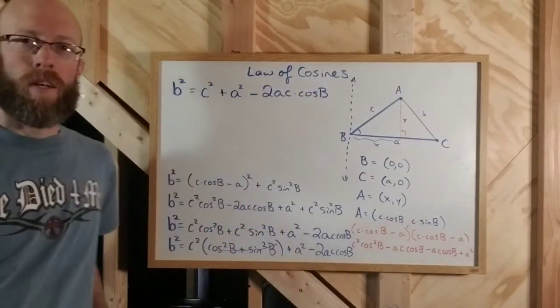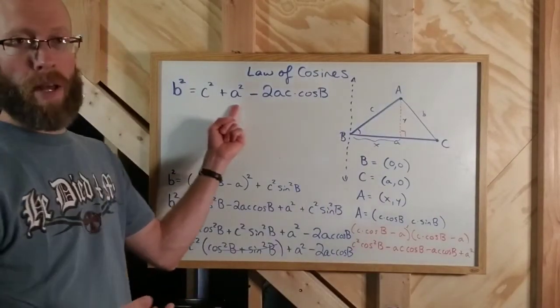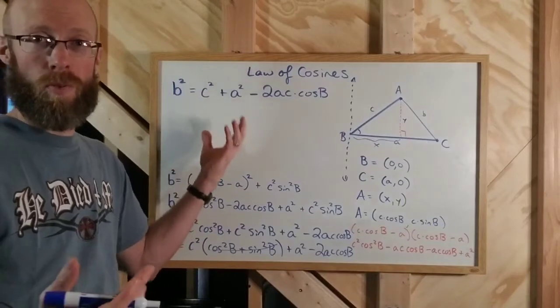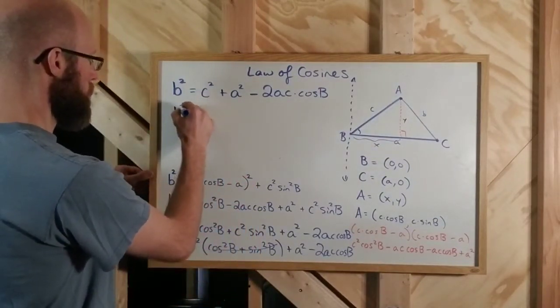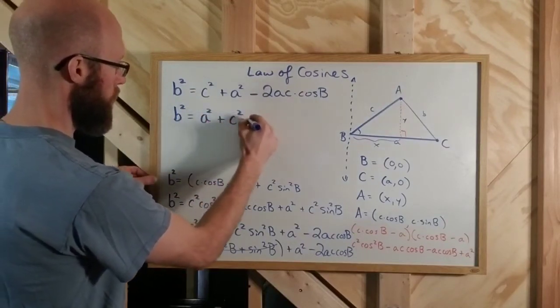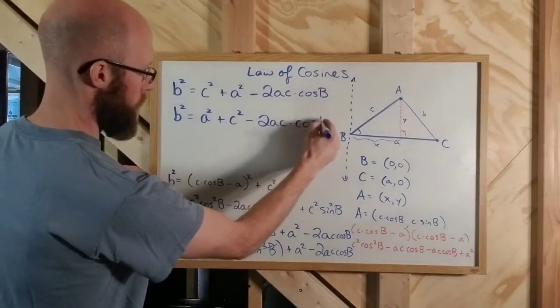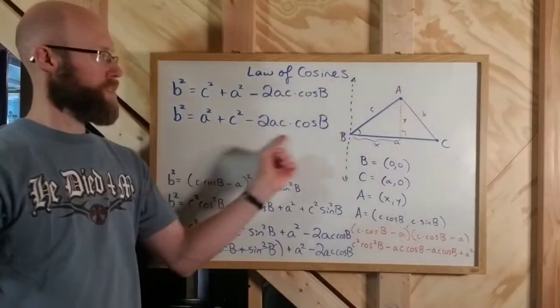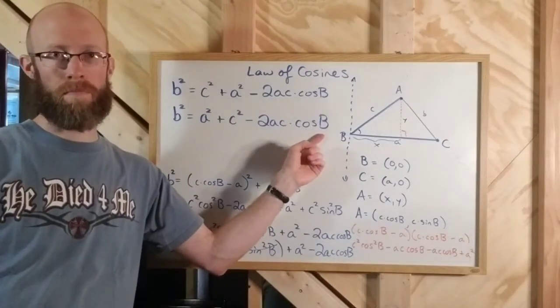Right? Now, we tend to write this in a slightly different order. I would tend to write this alphabetical and put the a squared before the c squared. It doesn't really matter, but it's just kind of a general formula. So we'd have b squared equals a squared plus c squared minus 2ac times the cosine of b. This is going to be our law of cosines, one of them.